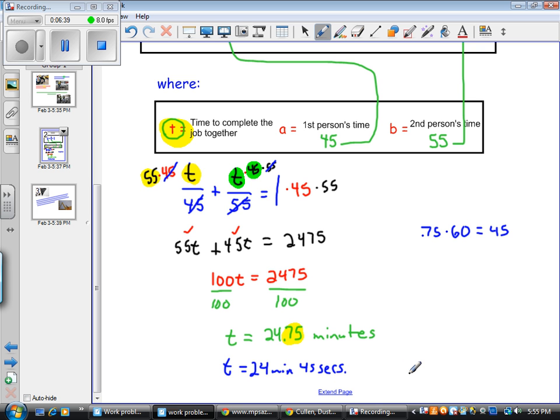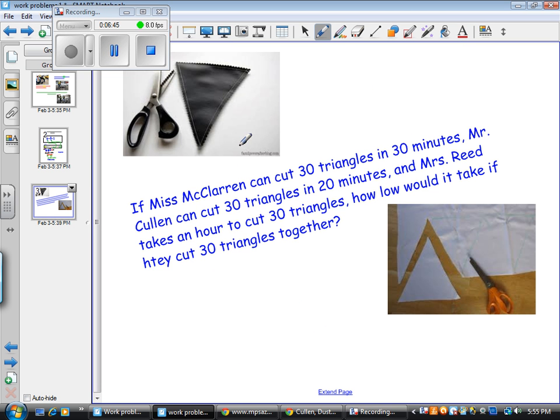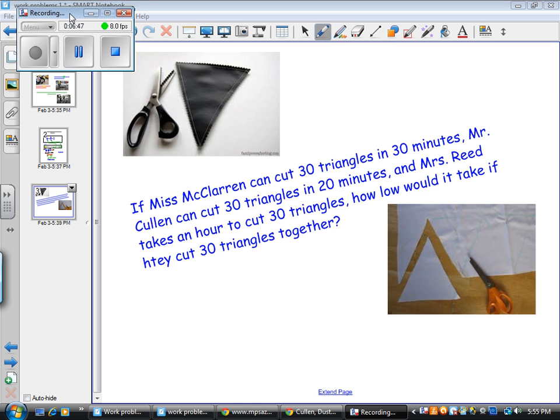Okay, and that's how we solve a work problem. So let's go ahead and do one more example here. I'm already 6.5 minutes in here. So what if there's 3 people? We have Miss McLaren. She can cut out triangles in 30. She can do 30 in 30 minutes. Of course, I can do them a little faster. I can do 30 triangles in 20 minutes. And Mrs. Reed, well, it actually takes her an hour to cut 30 triangles.